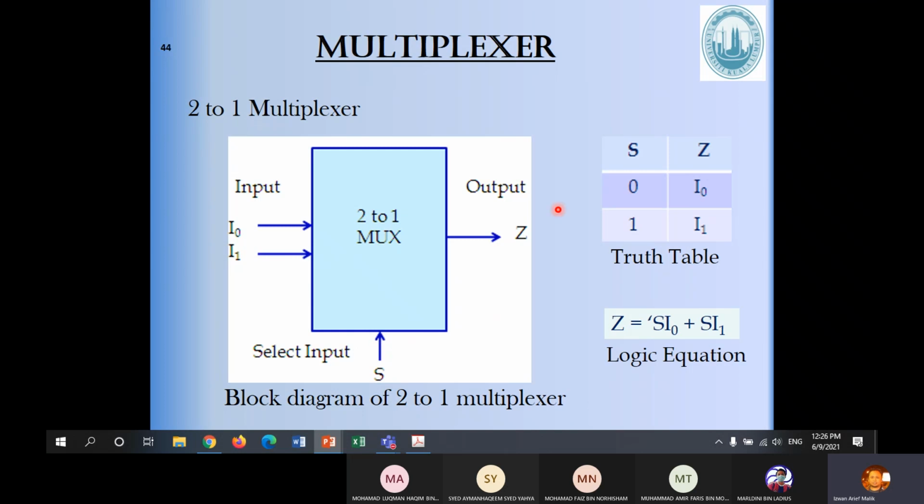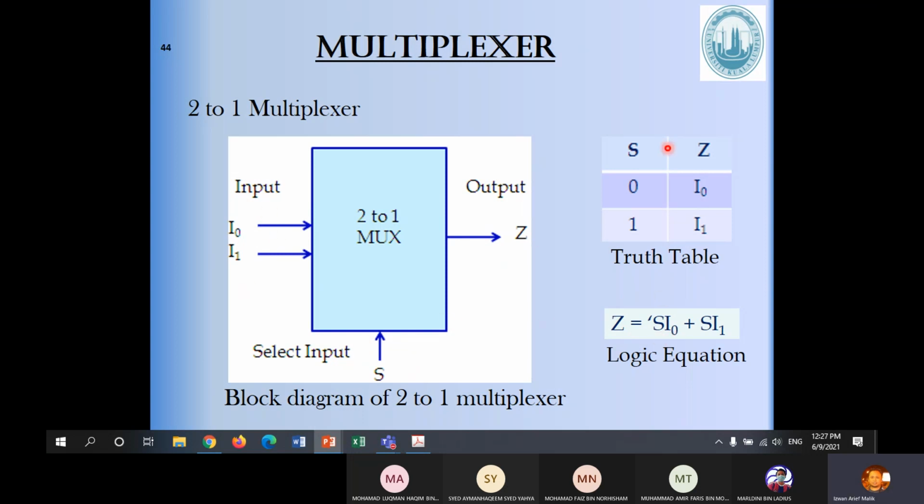So how do you obtain the output? This is the truth table. S is the selector, Z is the output. Whenever the selector is 0, I0 becomes the output. So I0 akan keluar dekat Z. But whenever the selector is 1, I1 yang akan jadi output. So I0 tak akan keluar. Okay, so the selector selects which input will be the output.